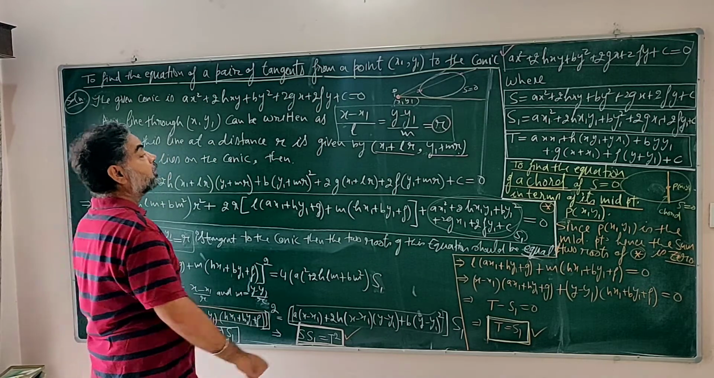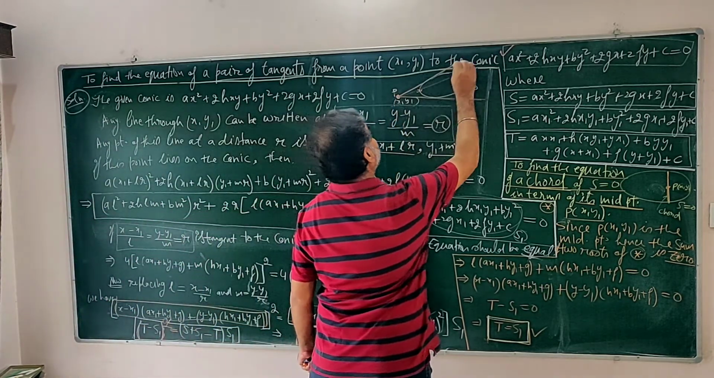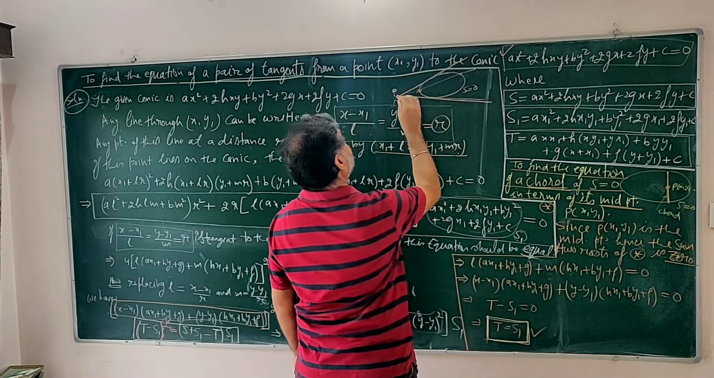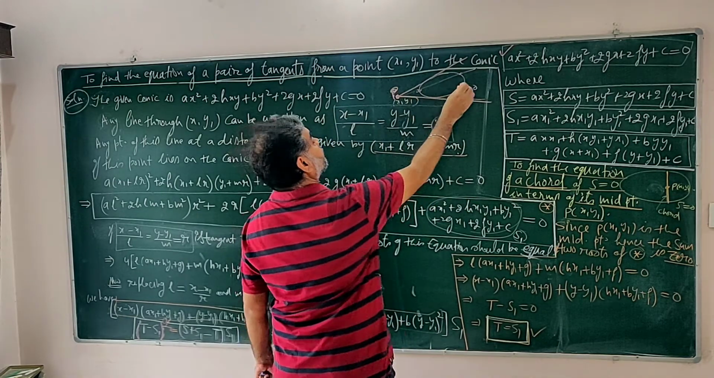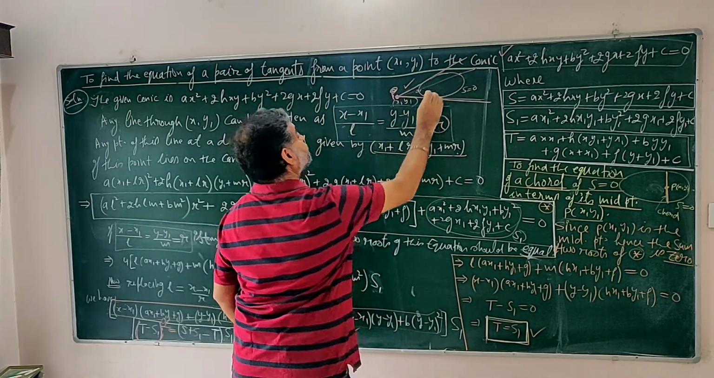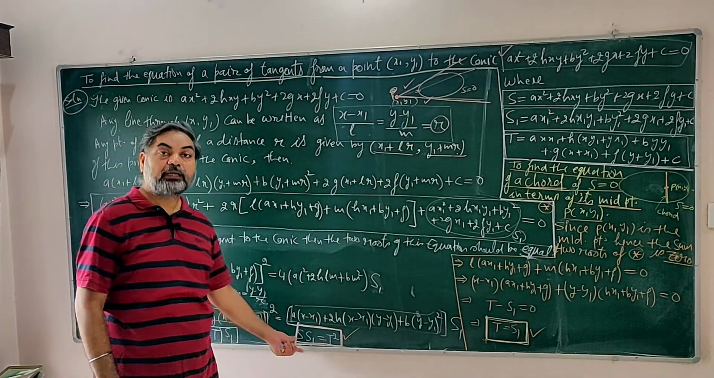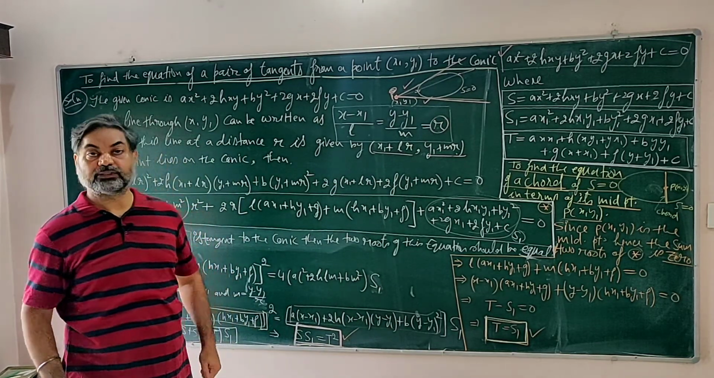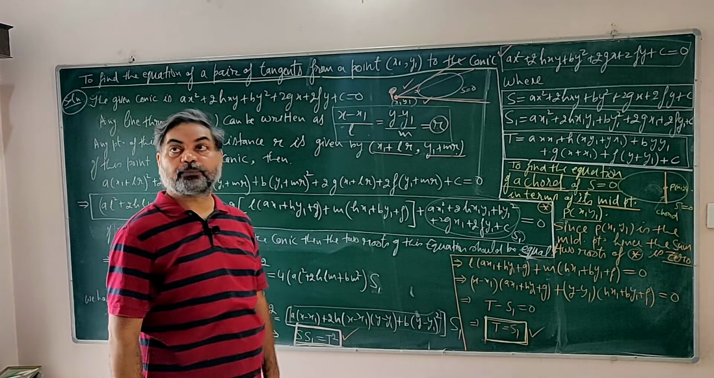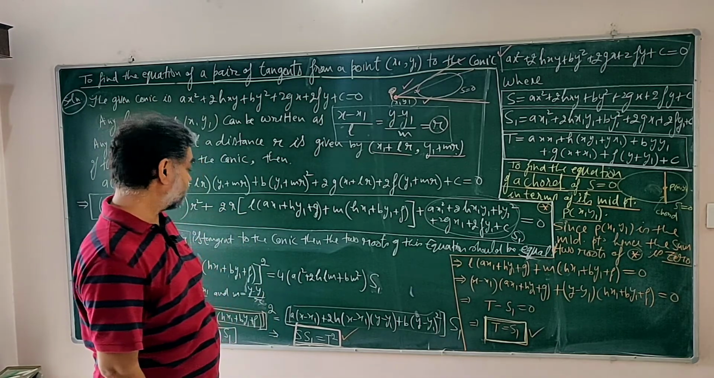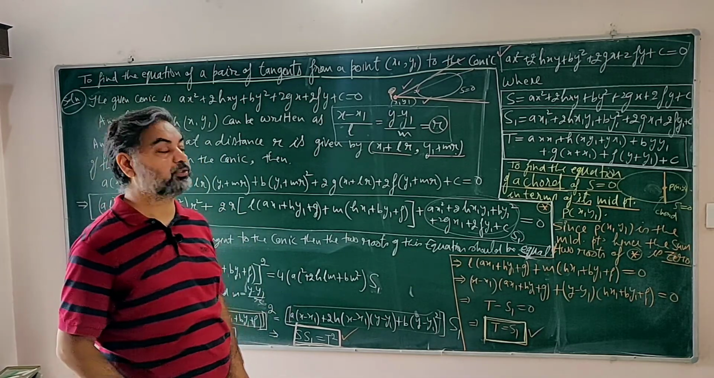So we have got the equation of the pair of tangents from this point to this point. The joint equation of this pair of tangents is given by ss1 is equal to t square. This is how we find the joint equation of pair of tangents. I hope this is clear to you.